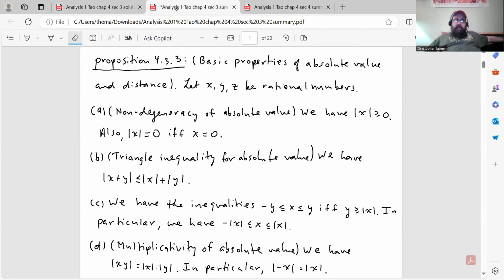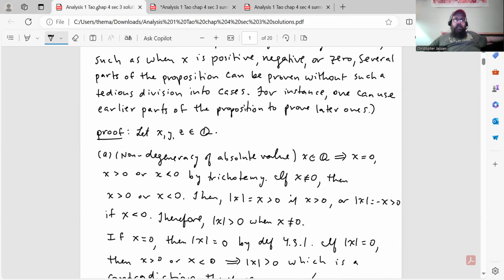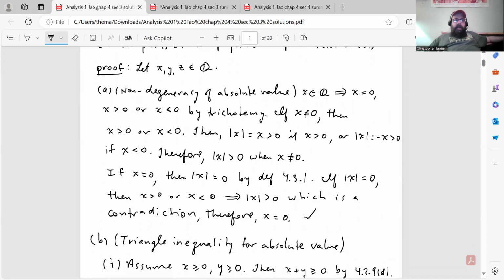So part A is non-degeneracy of absolute value, which states that we have absolute value x greater than or equal to 0, and absolute value x equals 0 if and only if x equals 0. All right, so here's part A. So let x be a rational number, and that means that x is either equal to 0, greater than 0, or less than 0 by trichotomy. Then we'll just take it case by case.